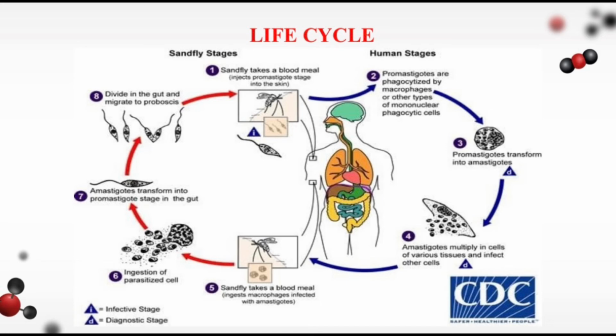Within the sandfly, the amastigotes transmitted from the infected person's body will transform into promastigotes and develop in the gut of the sandfly. It will migrate to the proboscis and the same cycle will repeat.